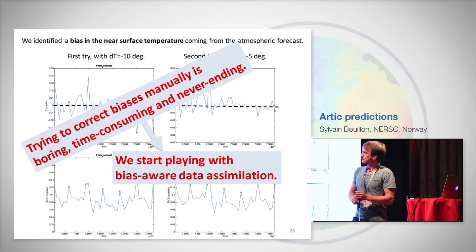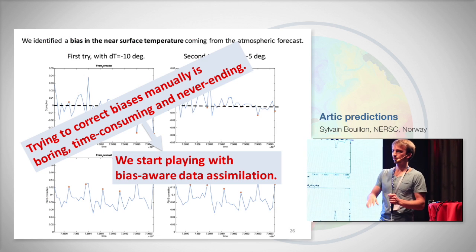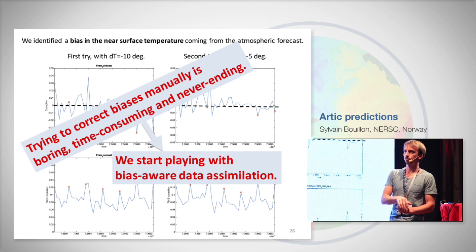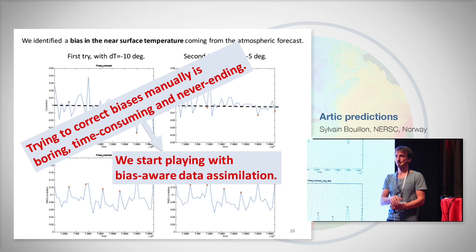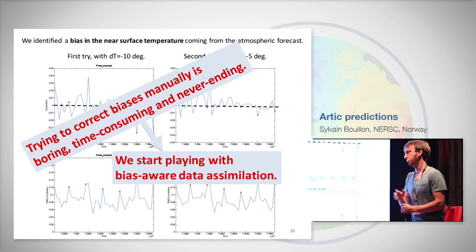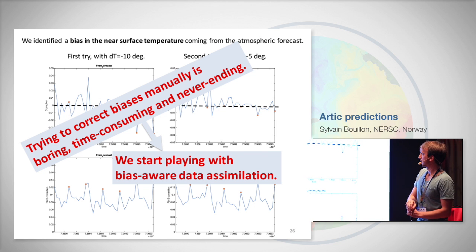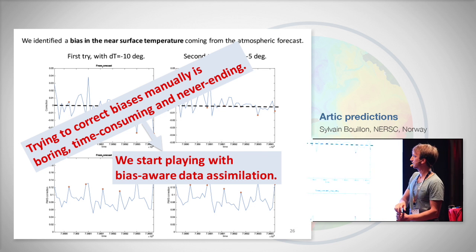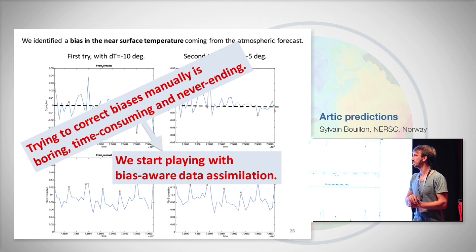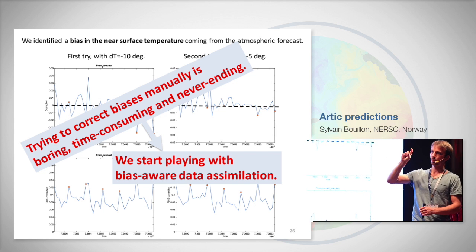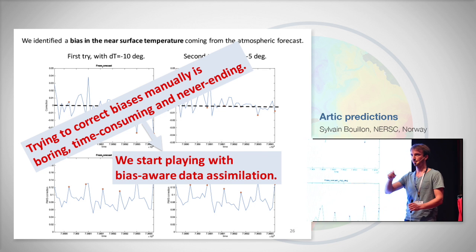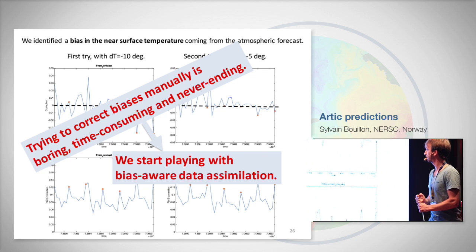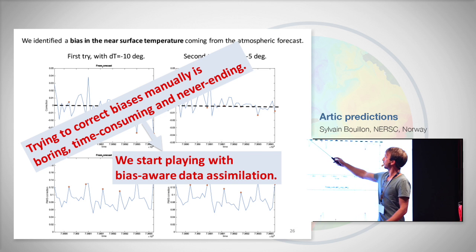So what you can do also, and what we did, is to just look at time series. And from that, we identified a bias in the system, and we found that the bias is most probably coming from a bias in the near surface air temperature coming from the weather forecast. So we tried to correct that.